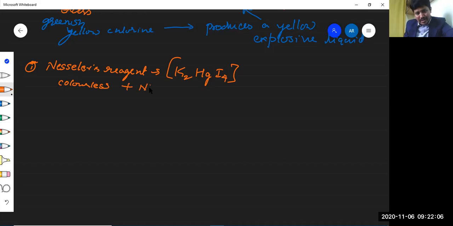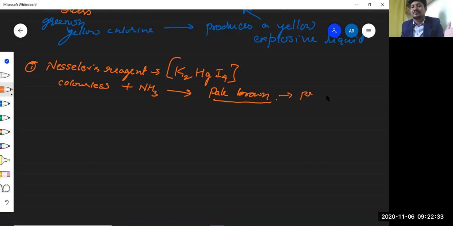When we pass colorless ammonia gas through this colorless potassium mercuric iodide solution, the solution turns pale brown. The solution turns pale brown, and brown on passage of excess ammonia. That indicates pale brown, and it gives a precipitate. So they may ask you, name the gas which turns Nessler's reagent into a brown precipitate. You should remember that the gas is ammonia gas.